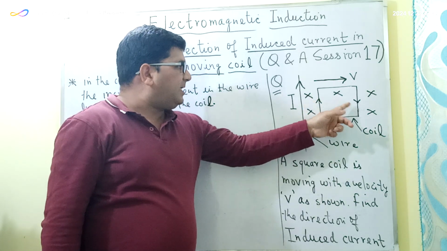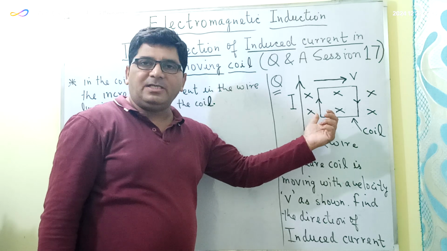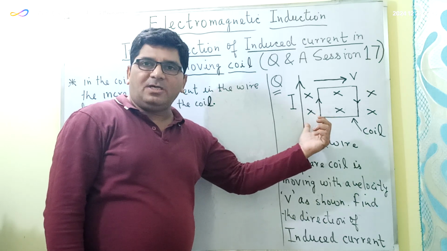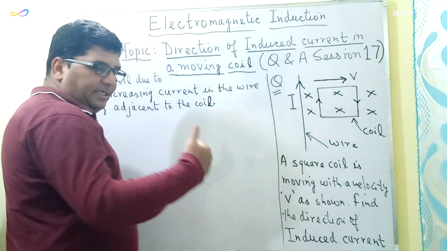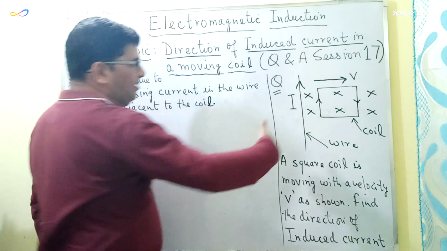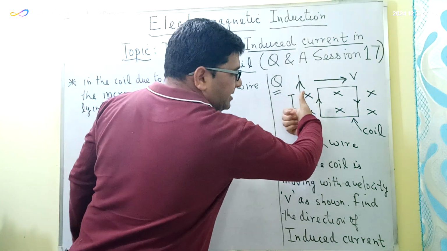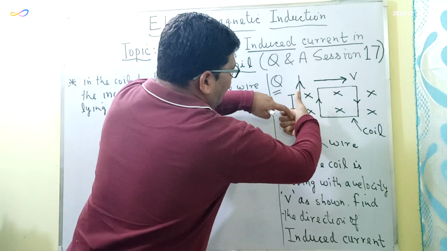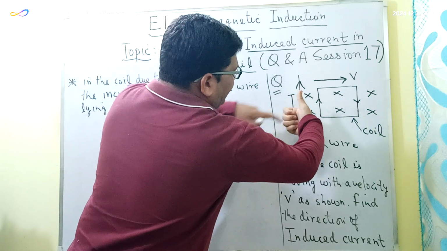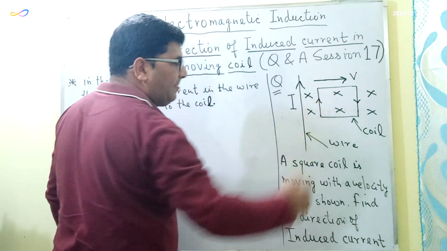These cross marks indicate that the direction of the magnetic field is into the plane of the paper, and it is given by the right hand thumb rule. The thumb indicates the direction of the current, and these curled fingers indicate the direction of the magnetic field. So from here you can see that the direction of the magnetic field is into the plane of the paper.